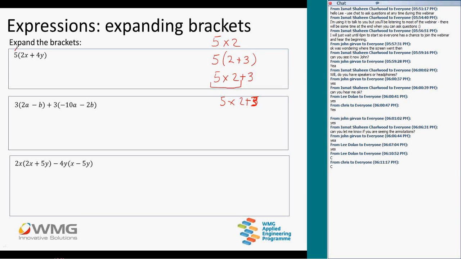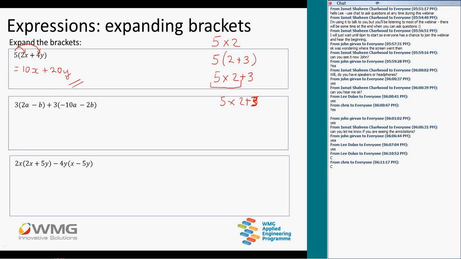5 multiplying with 2x: well, 5 times 2 is 10, so that must be 10x. And I've got 5 with 4y, so 20y. This I can't simplify, and so that must be my final answer. Note I expand and simplify, but simplify is a default. So where you can simplify, you should, and we'll see that in the next example now.